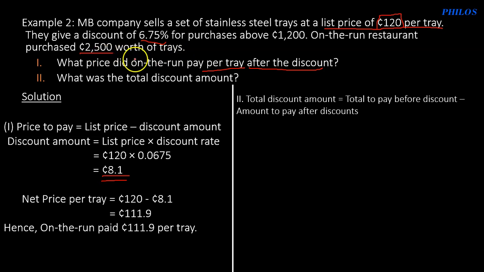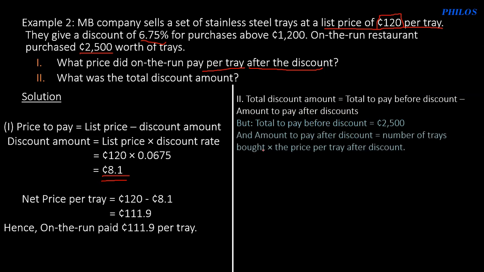When you go back to the question, it says On the Run restaurant purchased 2,500 worth of trays. It means that this is what they are supposed to pay before discount. Hence, you can write down that the total to pay before discount is 2,500 cedis. That is this one here. But we don't know the amount to pay after discount. The amount to pay after discount is equal to the number of trays bought times the price per tray after discount.